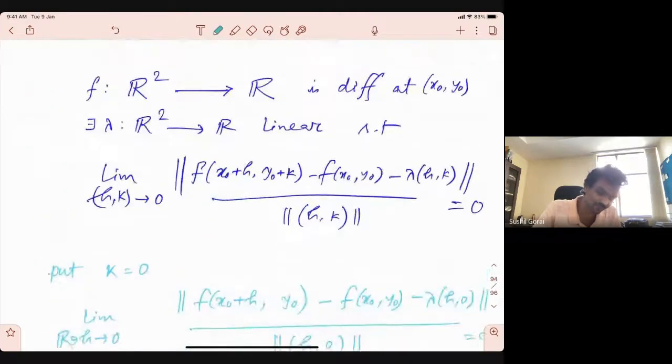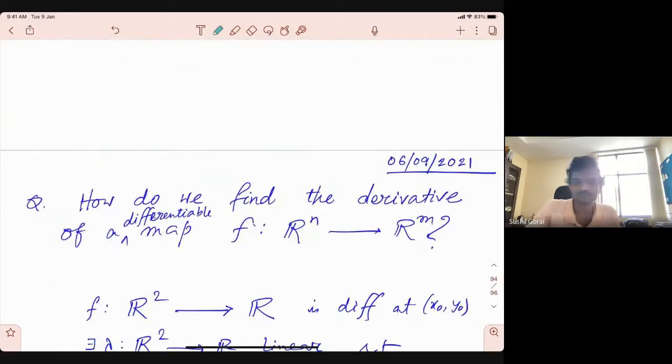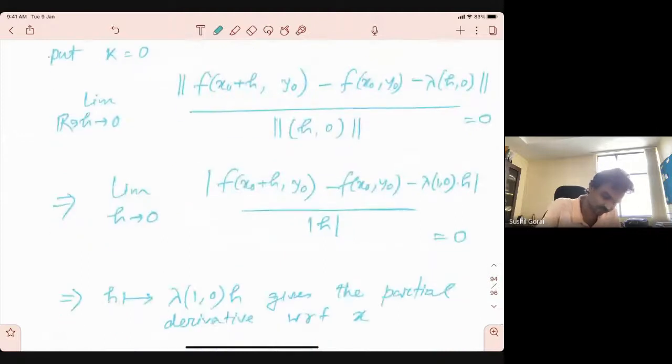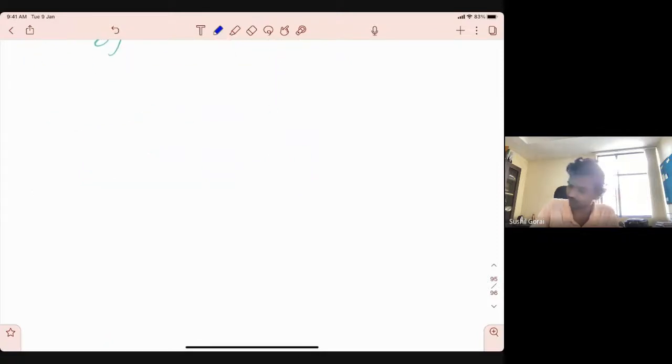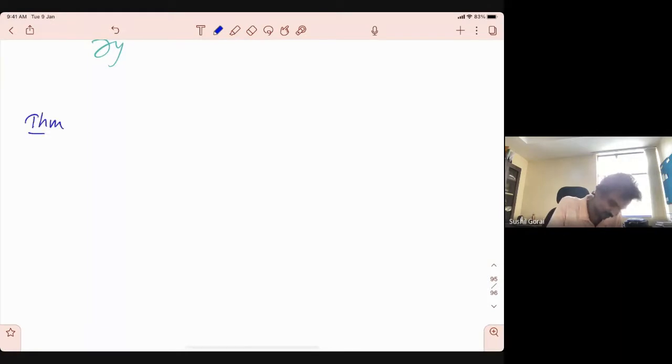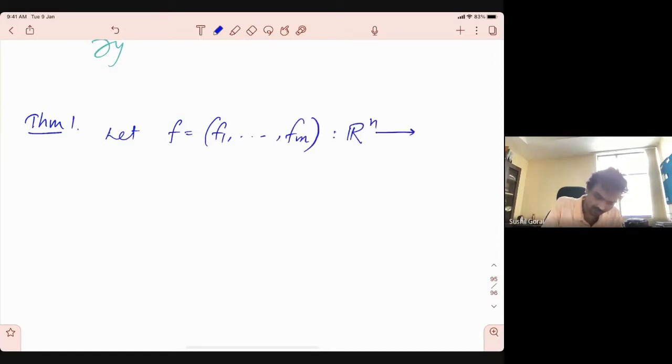We want to generalize this in a more general context. So this is what we actually wanted to do, but in a general setting. So first thing is the following, a theorem. Let's call it theorem 1. Let f, which is (f1, f2, ..., fm), from Rn to Rm be differentiable at a point a in Rn.